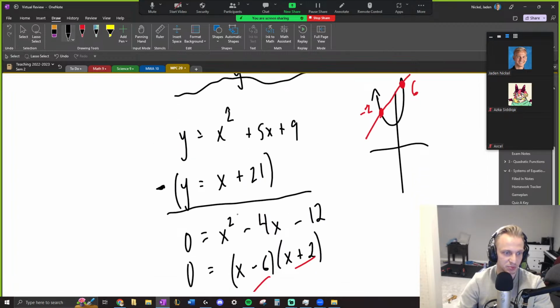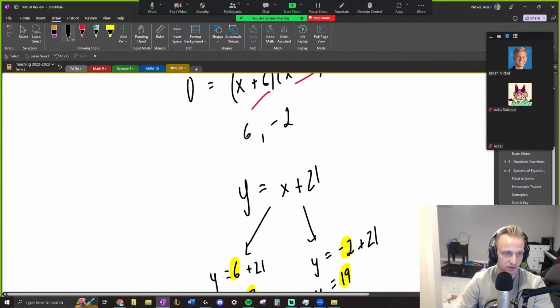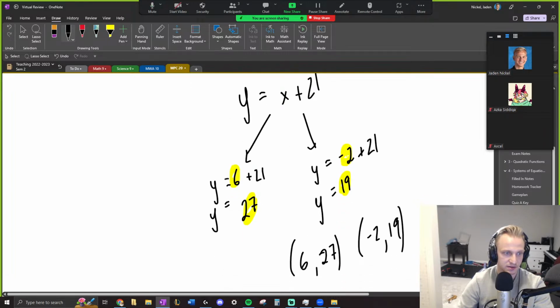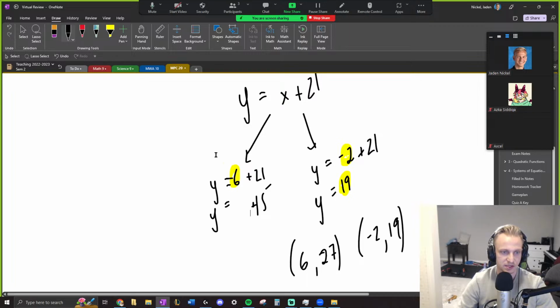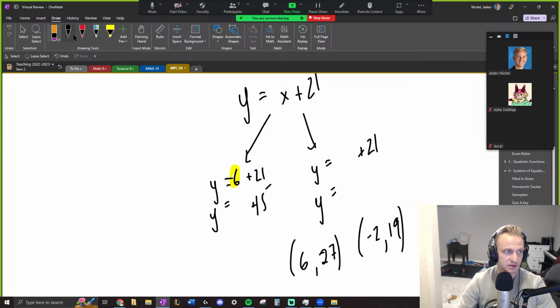Oh, this should be plus 4x, so this would be plus, and this would be minus. That's what I did. So literally all of our signs are flipped then. So it'd be -6 plus 21, which is positive 15. And then this one would be positive 2 plus 21. So this would be 23, like that.